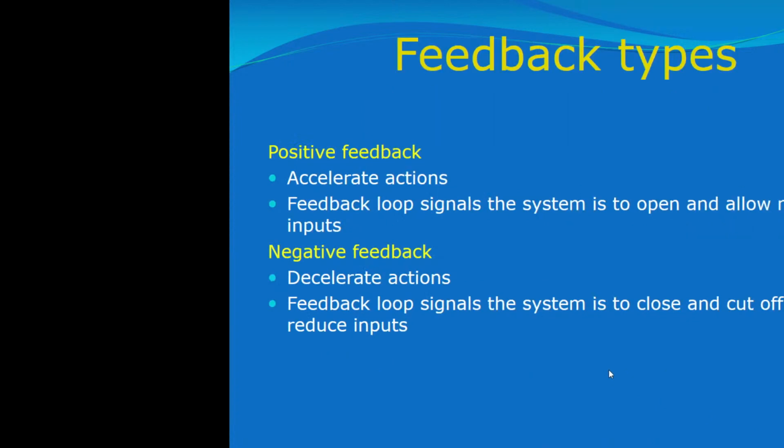There are two types of feedback: positive feedback and negative feedback. If a system has positive feedback, it accelerates actions. The feedback loop signals the system to open and allow more inputs. Negative feedback decelerates actions. The feedback loop signals the system to close and cut off or reduce inputs.